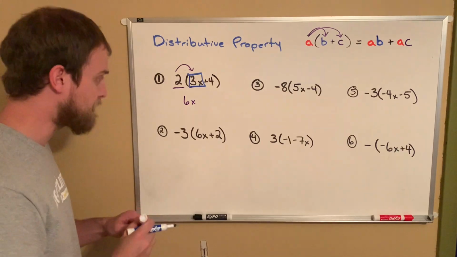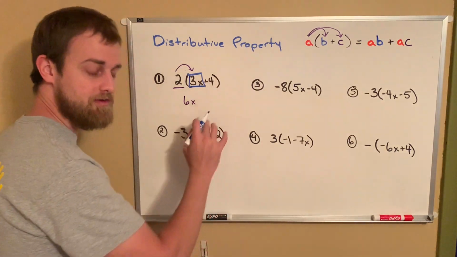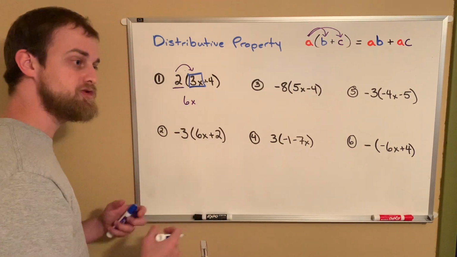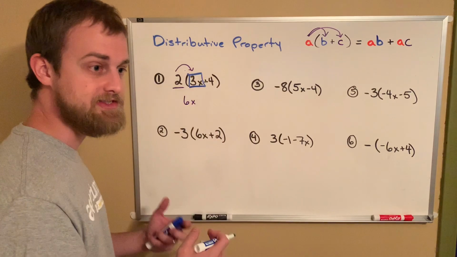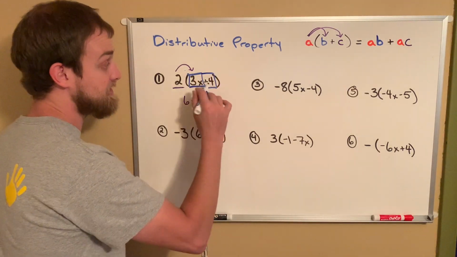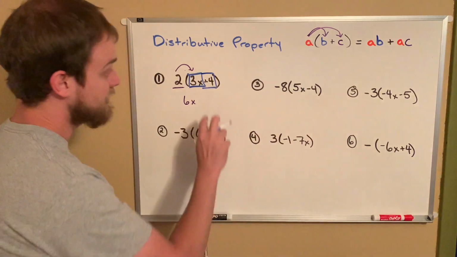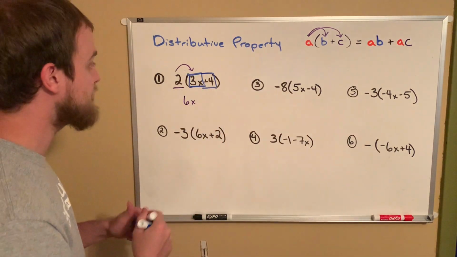Now, the tricky part of this is my second term is positive 4. Yes, I know that's a plus sign, but when we're talking expressions and looking at terms individually, that plus sign actually tells that 4 to be positive. So what I like to do is just box in the second term being positive 4, and I make sure I get that sign in there. That way I remember that it's positive.